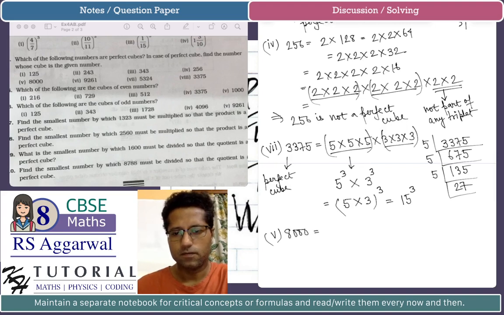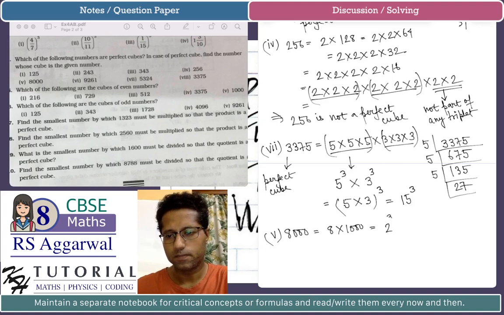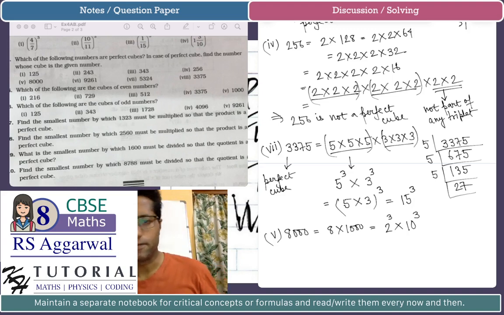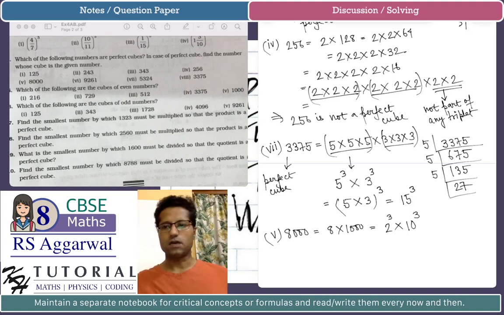Okay, what about now the next one. 8000, we can consider it as 8 multiplied by 1000. This is equal to, we know 8 is 2 cube and 1000 is 10 cube. As I said while discussing how to test whether a given number is a perfect cube or not, if you have the given number in the form of powers of prime factors, then from the powers you can also tell whether the number is a perfect cube or not. So the number 8000, we can see it is 2 cube multiplied by 10 cube.